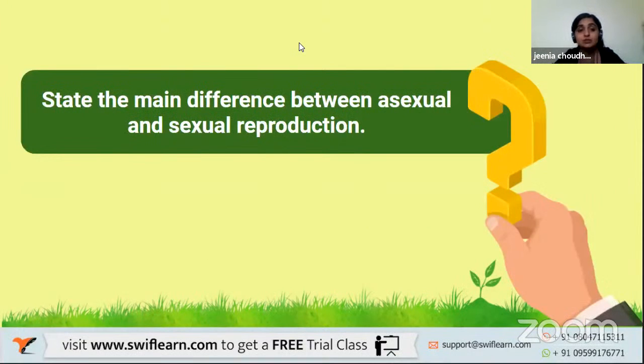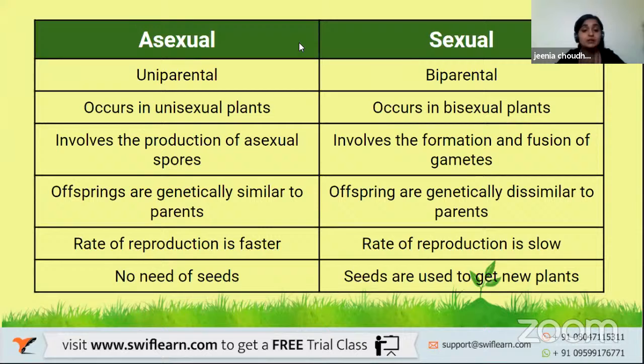Moving further to the next question, state the main difference between asexual and sexual reproduction. So now the question is very tricky, and it depends upon how many differences you give in asexual and sexual reproduction. So here we are. Let's begin from the beginning. Asexual first. Asexual reproduction is uniparental. That means one parent is involved. Sexual, two parents are involved. That's why it is biparental.